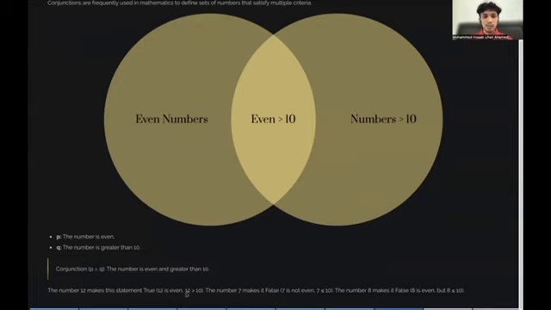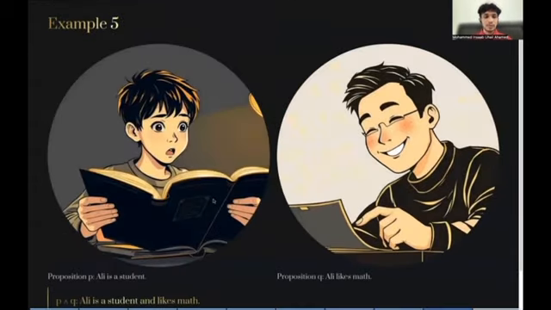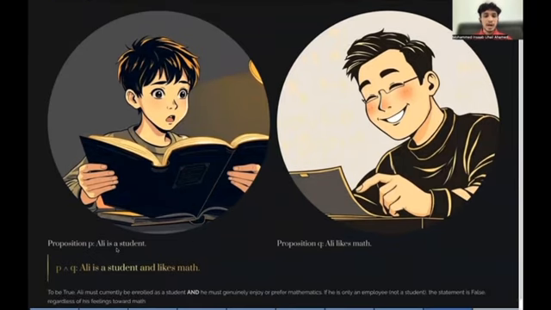12 is even and 12 is greater than 10. The number 7 makes it false, because 7 is not an even number. The number 8 also makes it false: 8 is even, but 8 is less than or equal to 10. Okay, the last example. Proposition P: Ali is a student. Proposition Q: Ali likes math. So the conjunction is P and Q: Ali is a student and likes math.